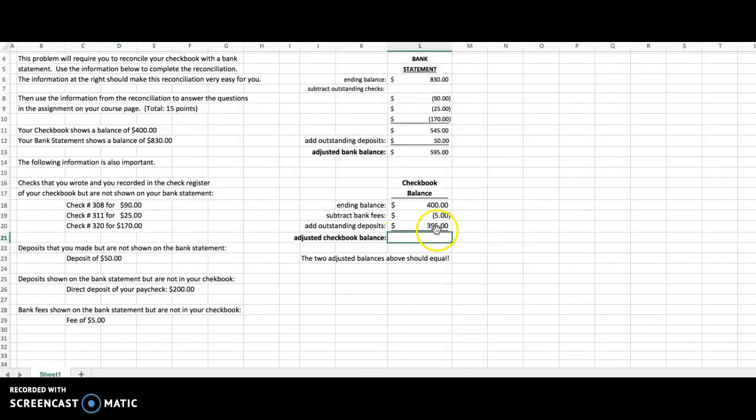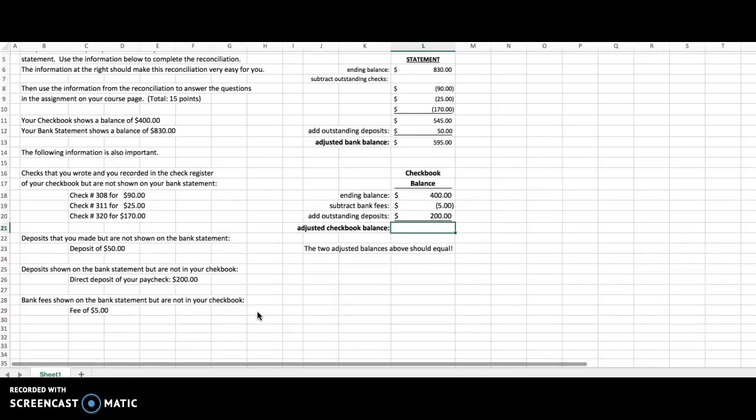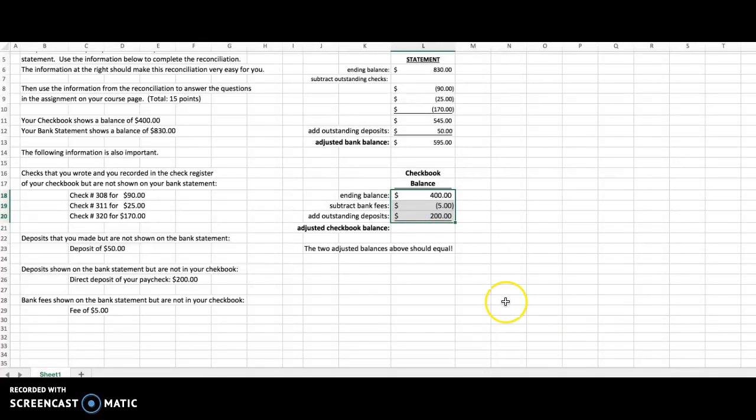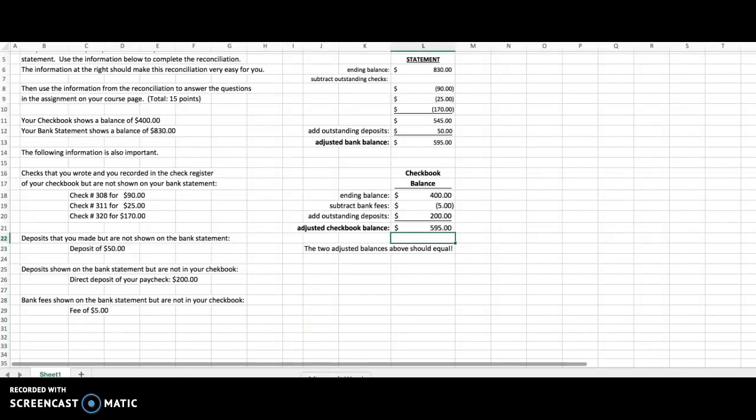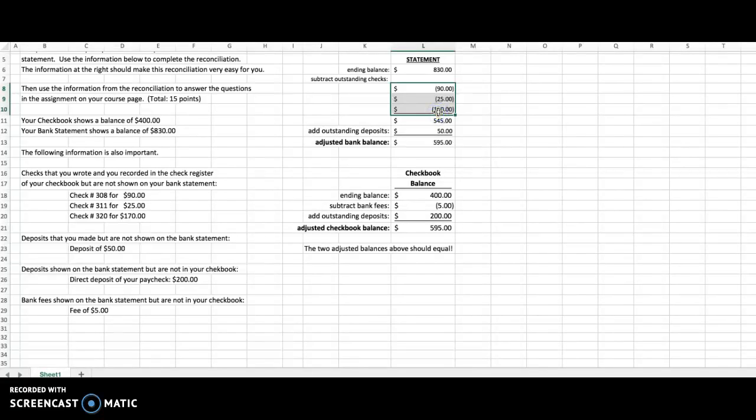So we need to add to the checkbook balance $200, and that would give you a final adjusted balance of $595. So we have adjusted the bank statement. We've included checks that you wrote that were not included on the bank statement. We've included a deposit that you made in the bank, but the bank did not have it on the bank statement. That adjusted the bank statement balance to $595.